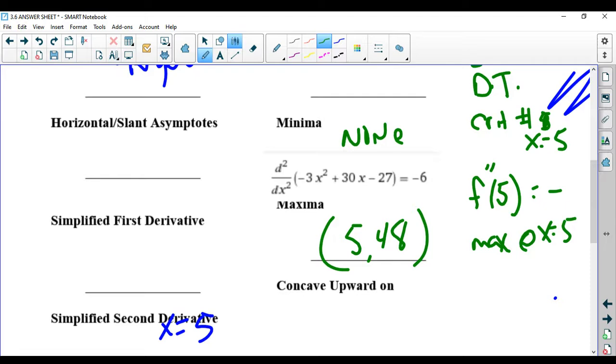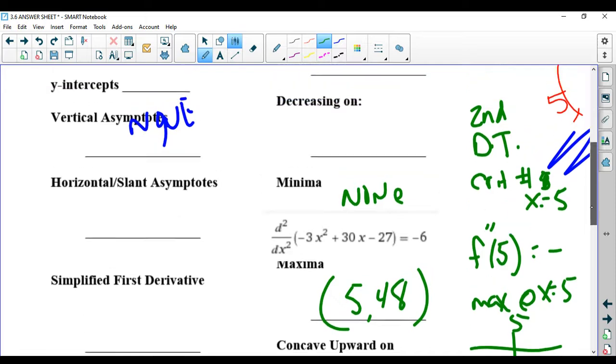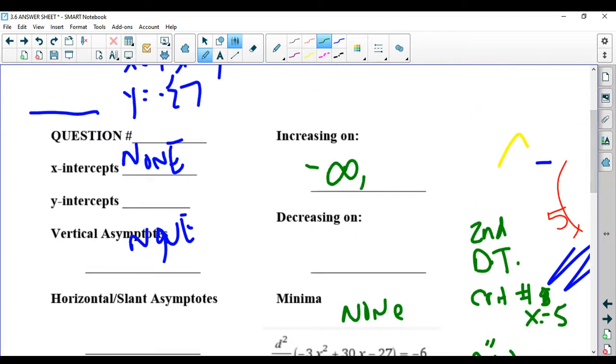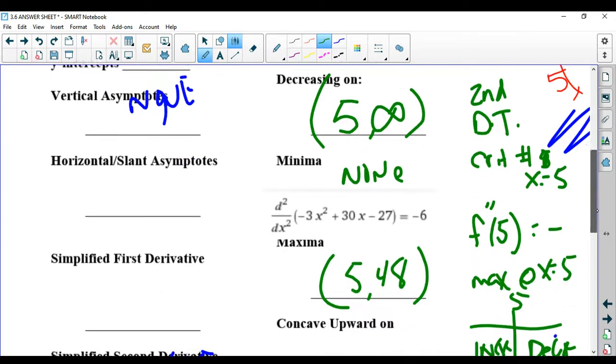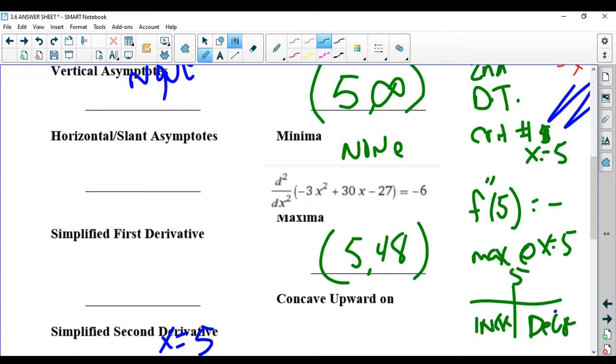So now you can backtrack. For increasing and decreasing, if we set up our chart, we already know that 5 is a maximum. So for 5 to be a maximum, it's got to be increasing to decreasing. So backtracking, I can say it's increasing from negative infinity to 5 and decreasing from 5 to infinity. So that's the other way to do that. Sometimes the second derivative test is a lot easier than trying to use the chart. So that's why that is to your advantage if you like it. If you don't, do it the first way.